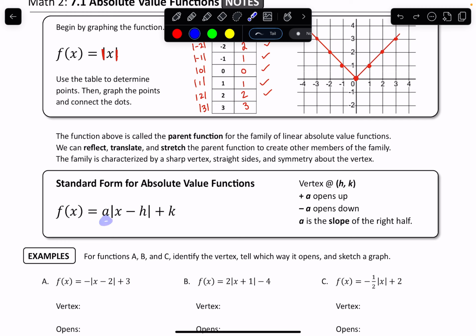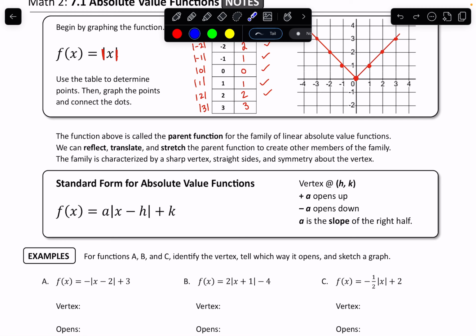So that's what this A in front does to our graph. Now, the h and the k, this h that's on the inside and this k that's on the outside, is what shifts our V. So that's what's going to move our V to the left, to the right, up and down, are those letters right there.